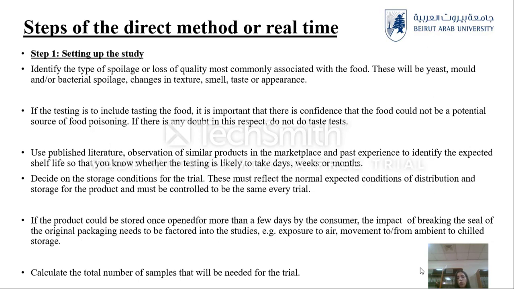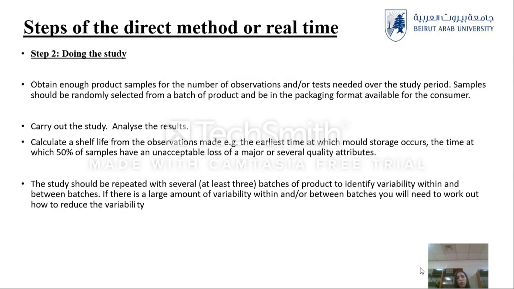We calculate the total number of samples needed for the trial and we start doing the study. How we do the study, as I already mentioned, we have three bulks of analysis to be done. We take a group of people working on microbiological assessment, a group working on sensory assessment, and a group working on physical chemical assessment. The three groups will work in parallel and take a lot of samples. By assessing all of these, they have to agree day by day whether we have any kind of decline in any of the aspects.